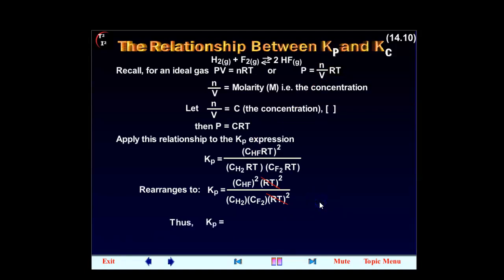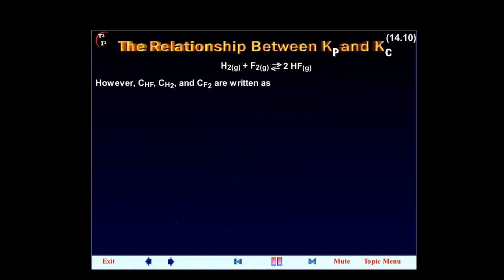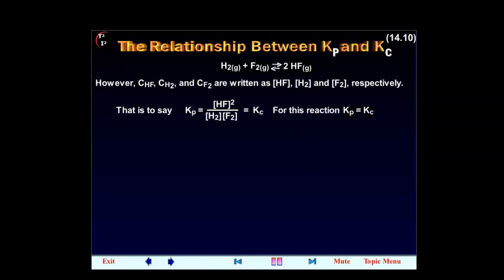Thus, K sub P is equal to the concentration of HF to the power 2 divided by the concentration of H2 times the concentration of F2. However, the concentrations of HF, H2, and F2 are written as such, respectively. That is to say, K sub P is equal to the concentration of HF to the power 2 divided by the concentration of H2 times the concentration of F2, which is equal to K sub C. For this reaction, K sub P is equal to K sub C.